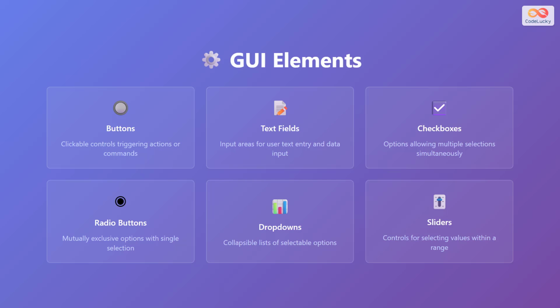Common GUI elements include buttons that you click to perform actions. Text fields let you type information. Checkboxes allow you to select multiple options at once. Radio buttons let you choose only one option from a group. Drop-downs are collapsible lists that save space on the screen. Sliders let you select a value by dragging them left or right. All these elements work together to create an intuitive user experience.